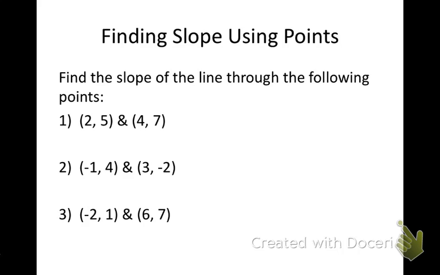So number 1 here. I want to find the slope of the line through the following points. Okay? So remember my slope formula, y2 minus y1 over x2 minus x1. One of the biggest mistakes, and one of the few mistakes I ever see students make on slope is, I don't know why, but for some reason, they want to put x's in the numerator.